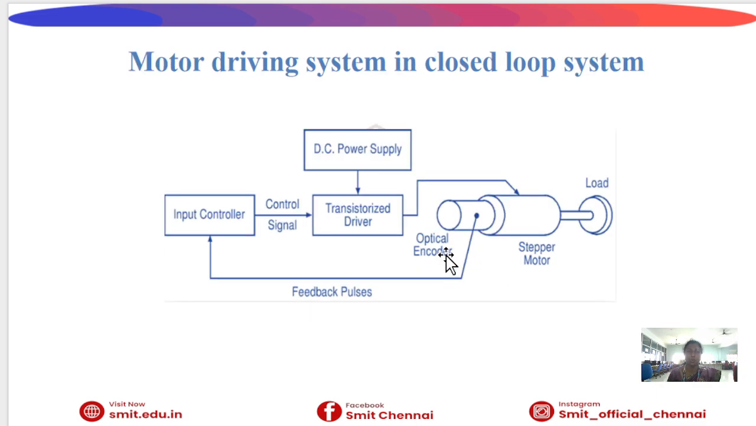Next one is the closed loop system. In the closed loop system, there is a feedback device, which is the encoder. This system continuously checks the motor position and sends the feedback to the controller. If any error occurs in the stepper motor, the controller will correct it. Therefore, the closed loop system provides higher accuracy and better control.